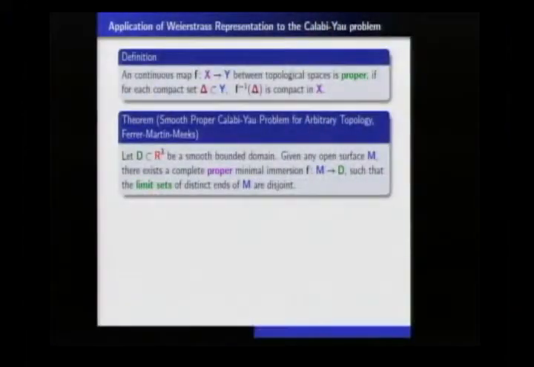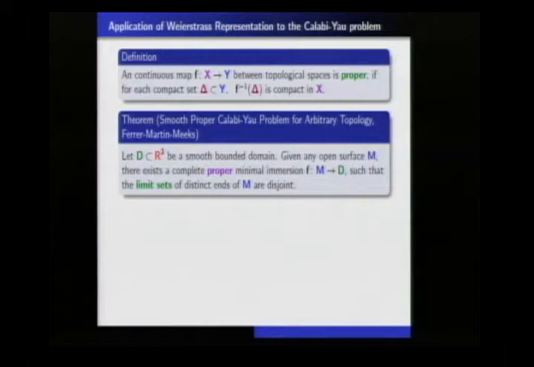Okay, so remember what proper means. So this is a really nice result. It's related to what was called the Calabi problem, which was, are there any complete immersed minimal surfaces in R3 that are bounded? In other words, which lie in a ball.